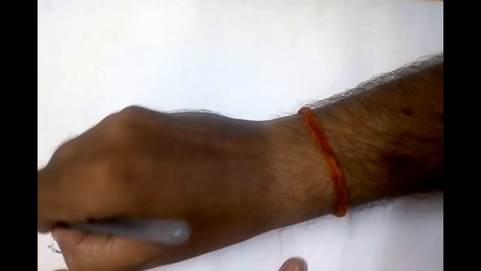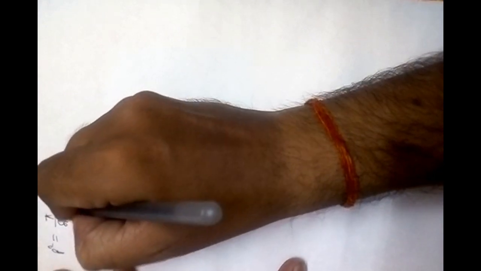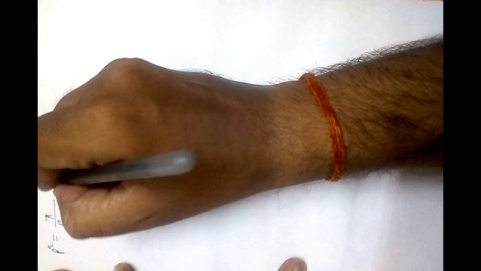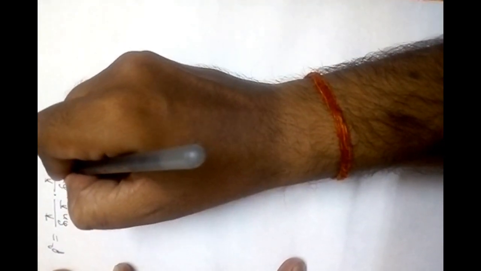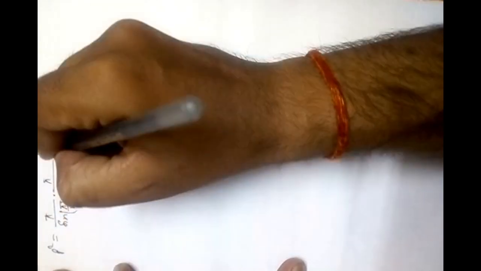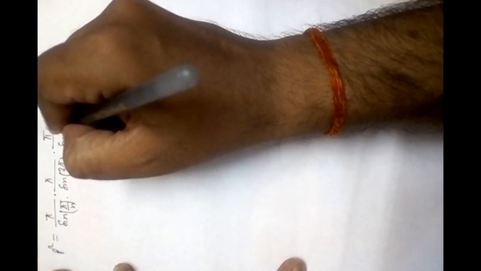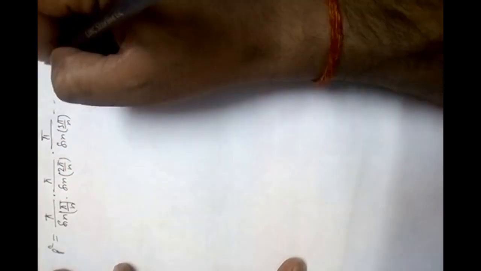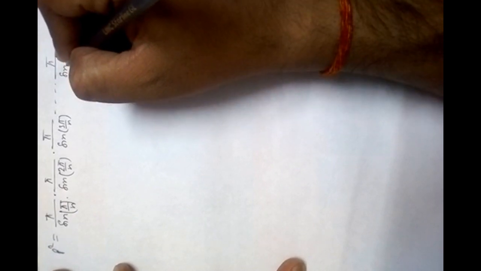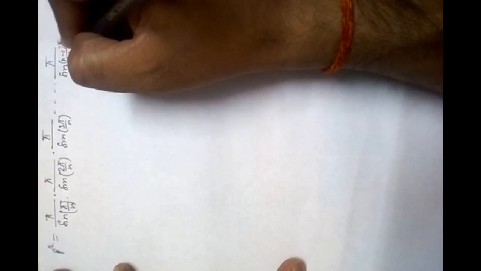As we know that gamma n, gamma 1 minus n is equal to pi by sin n pi, then the value of p square equals pi upon sin pi by n, pi upon sin 2 pi by n, pi upon sin 3 pi by n, and so on. Last term is sin n minus 1 pi by n.